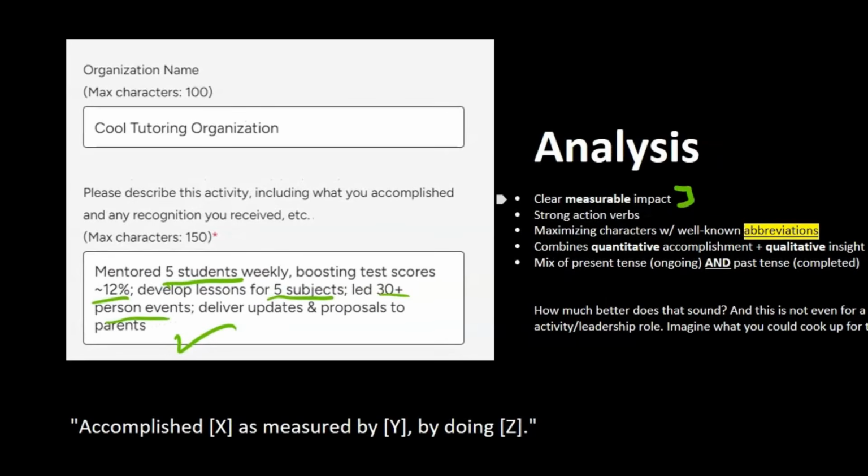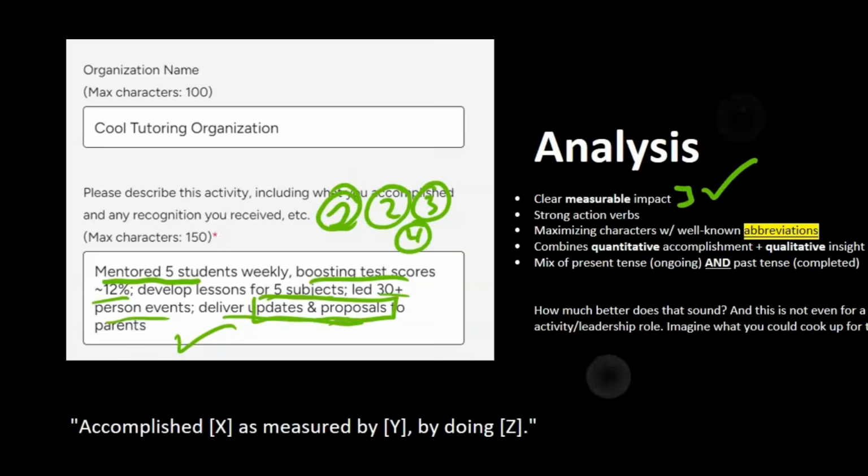So let's analyze this. We first off have clear and measurable impact, right? Let's find that clear and measurable impact. We mentored students. Okay, that's 1. We boosted test scores. That's 2. We developed lessons for 5 subjects. 3. We led 30 plus person events. That's 4. And we ultimately delivered updates and proposals.